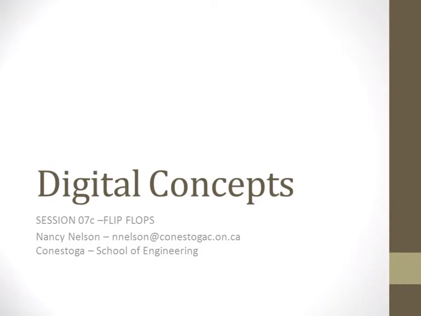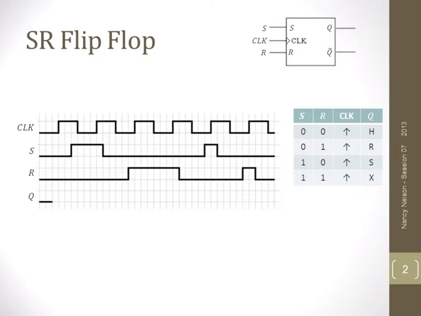In this session, we're going to look at the four basic flip-flops: the set reset, the D, the toggle, and the JK, or the universal flip-flop. In the last video, we looked at a set reset flip-flop that sampled on a falling edge. Well, you can also find set reset flip-flops that sample on a rising edge, so we can see one here.